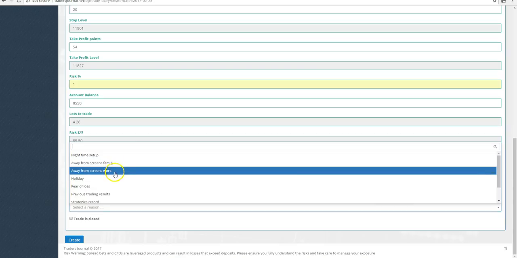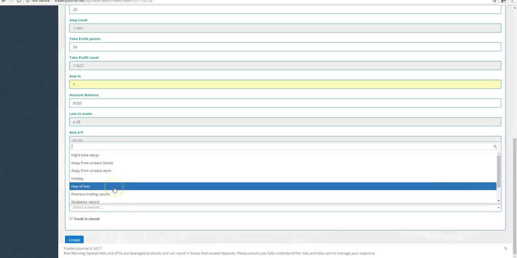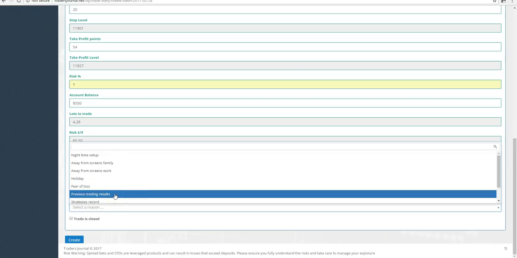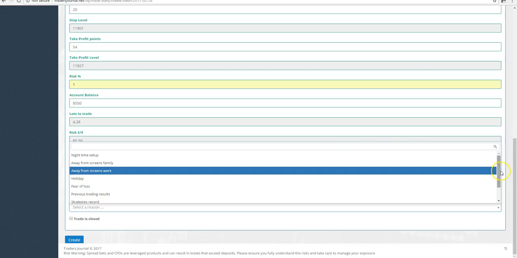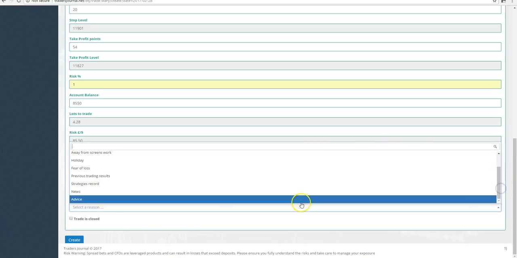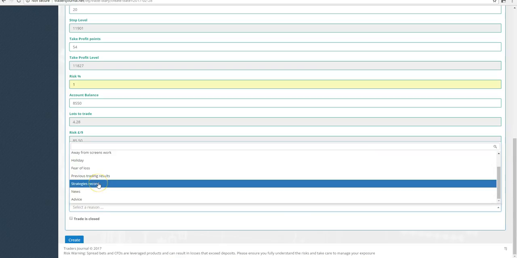Away from screens with family, away from screens with work, holiday, fear of loss, previous trading results. Is that why you missed it? You saw it, but you didn't take it because of previous trading results. Didn't take it because you were worried about losing. Strategy's record. So you didn't take it because this strategy has been underperforming or you're worried about it.